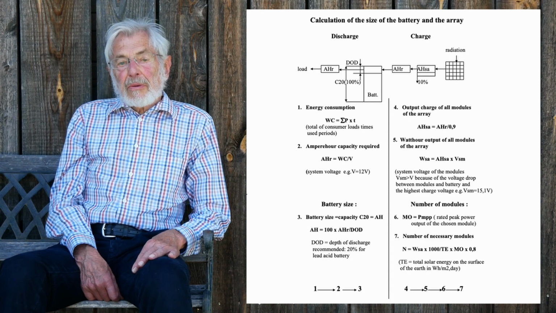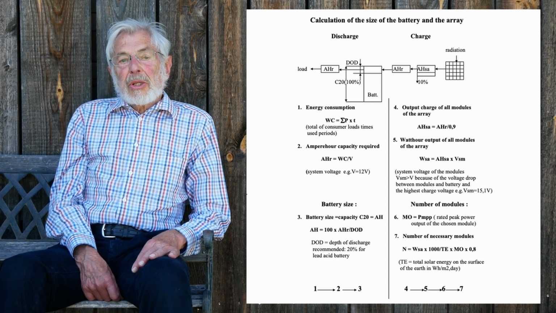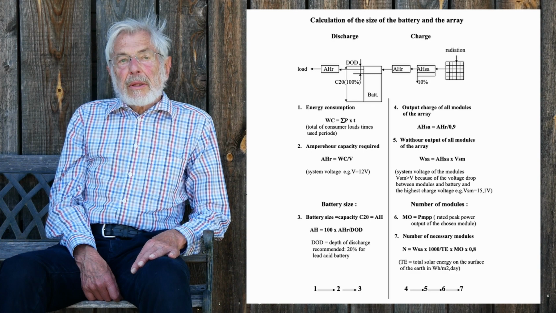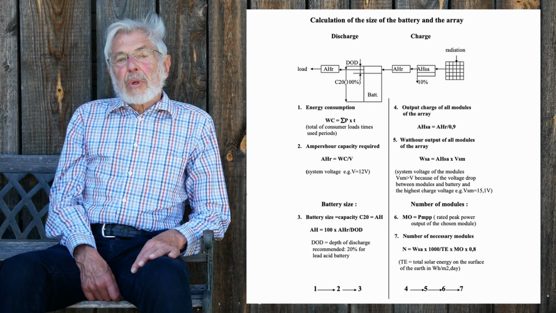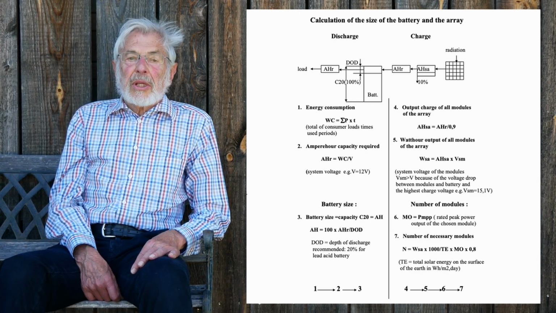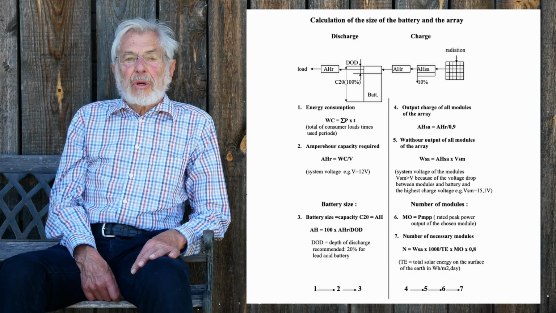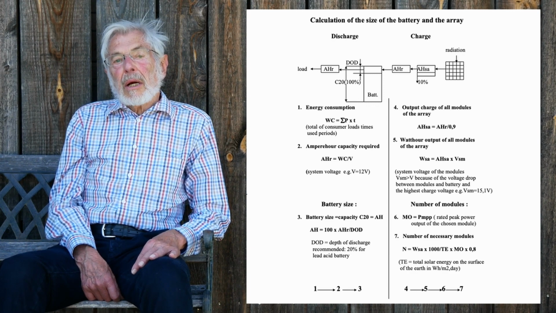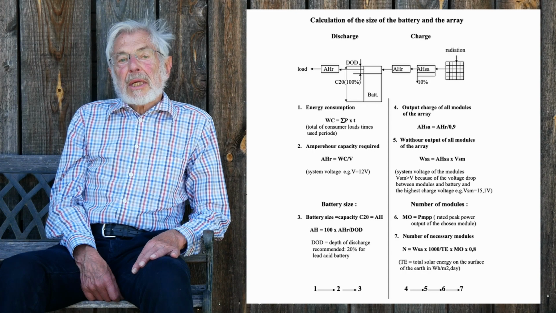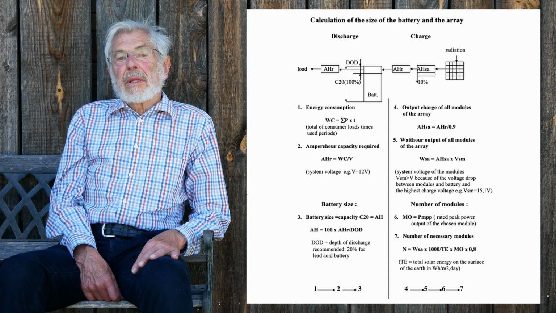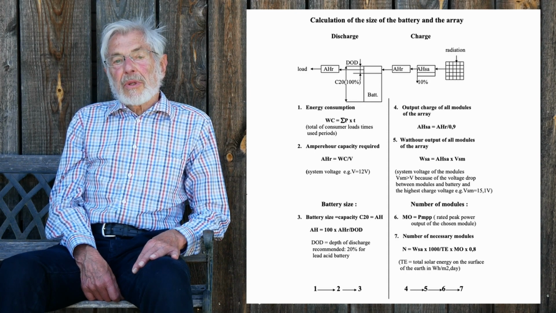The size of the charge controller is to be calculated with the highest current. This is the short circuit current of the solar array, and the nominal current of the charge controller must be higher than the short circuit current of the solar array.